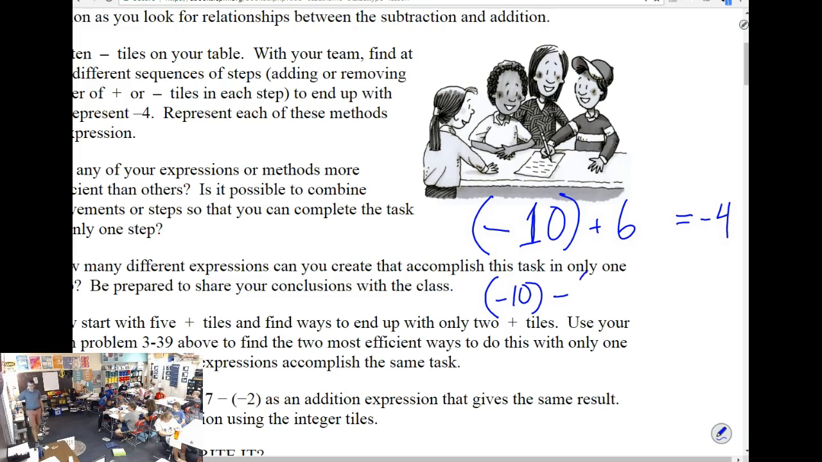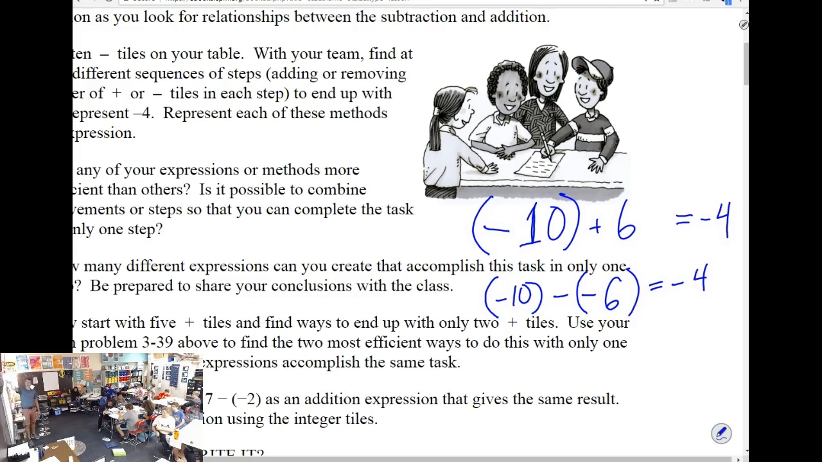If we take away bad guys, I'll go up, right? So how many bad guys do I need to take away? Same amount as the good guys that I had brought in. If I take away 6 of the bad guys, I end up at -4.